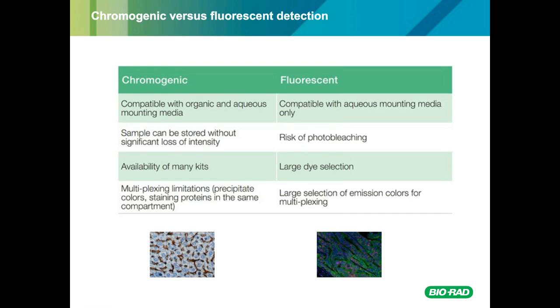Many kits are available for chromogenic detection, while fluorescent dye series such as Alexa Fluor dyes are comprehensive and include around 19 dyes, ranging from blue to near-IR emitting fluorophores. This variety of dyes provides many choices for multiplexing experiments and makes it easy to choose dyes that are spectrally separable. Multiplexing experiments with chromogenic labels, on the other hand, are a lot more complicated.